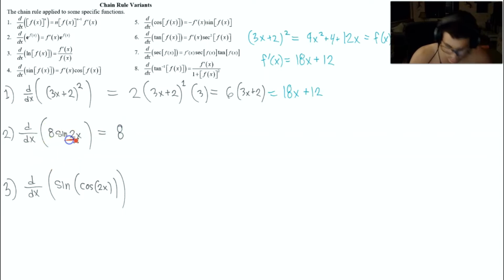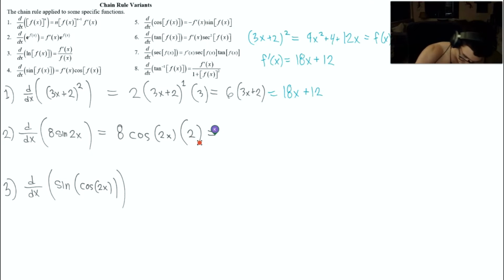Okay, we're going to take the derivative of sine, so it's going to be cosine, and we're going to keep the inside. The inside is 2x. We're going to keep it the same. And then we're going to take the derivative of the inside, okay? The derivative of 2x is what? It's just 2. So this is going to become 16 cosine 2x. That's all, right? Okay, next one.